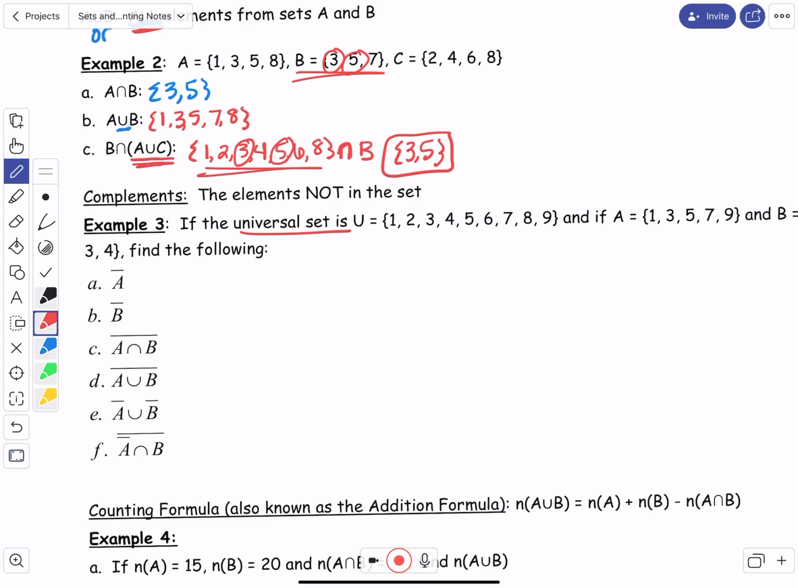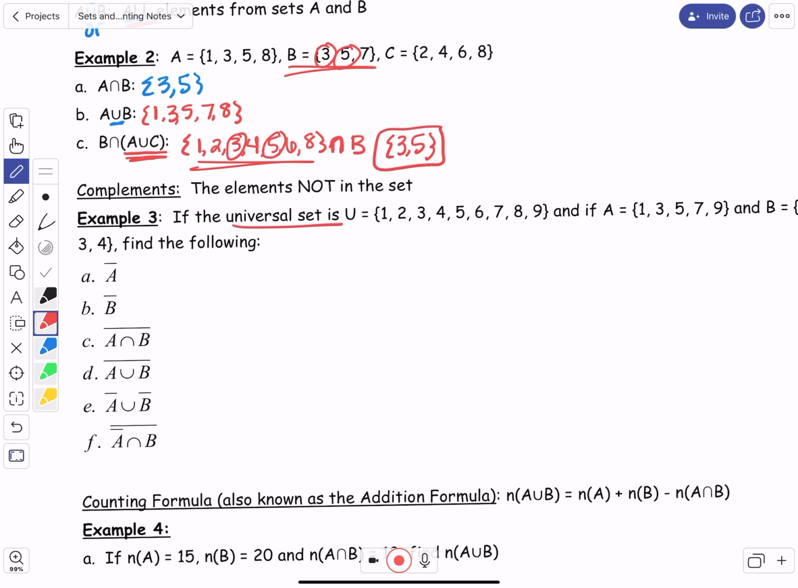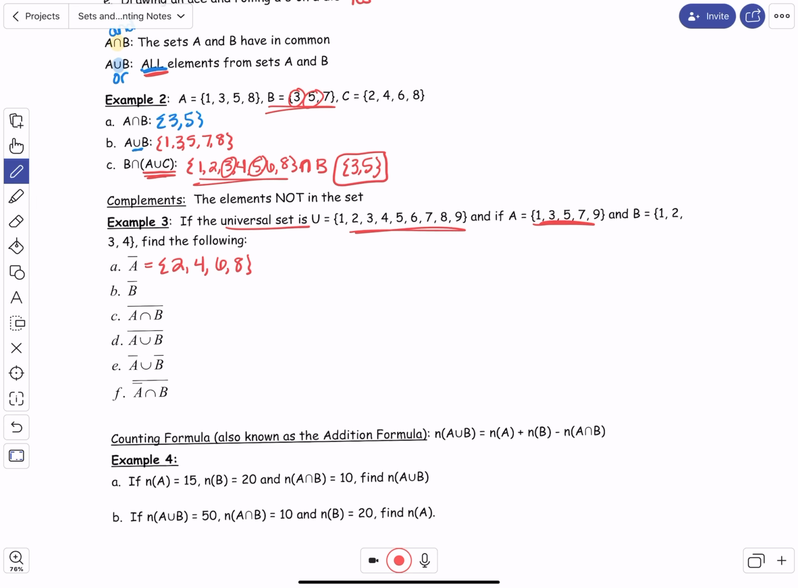So in set A, what you do is you compare set A to the universal set. So what is A missing that the universal set has? So it has 1, but it's missing 2. It has 3, but it's missing 4. It has a 5, but it's missing 6. It has a 7, but it's missing 8. And it has 9, okay? So A is missing the 2, 4, 6, and 8, okay?